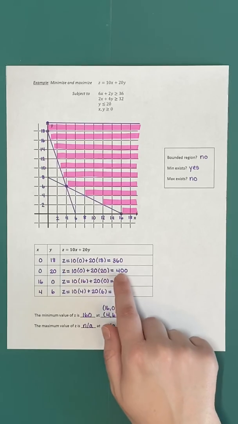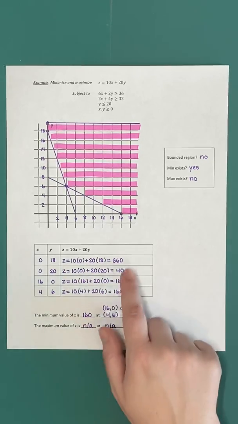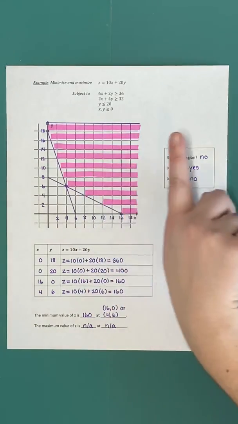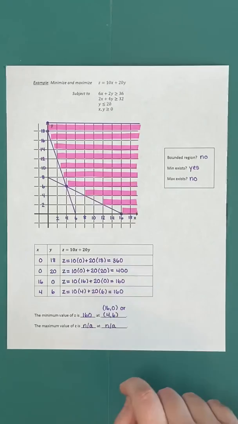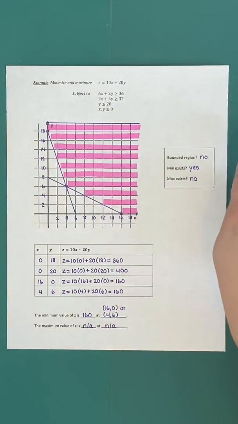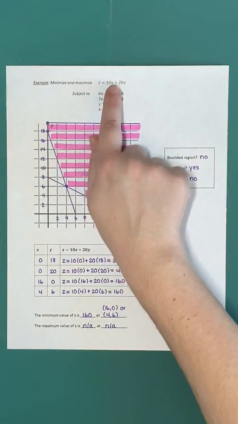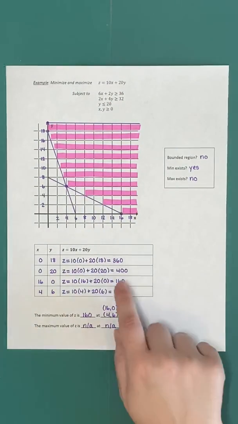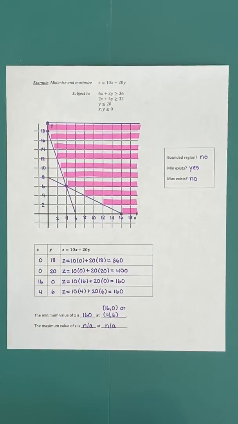So don't be fooled. 400 is not the maximum. It just happens to be the largest value that we came up with in this table. But remember, we could continue on forever and ever. Bigger x values, not bigger y's, but bigger x values. The bigger the x value gets, the bigger this function gets. So there is no true maximum. This just happens to be the highest value we got in the table.